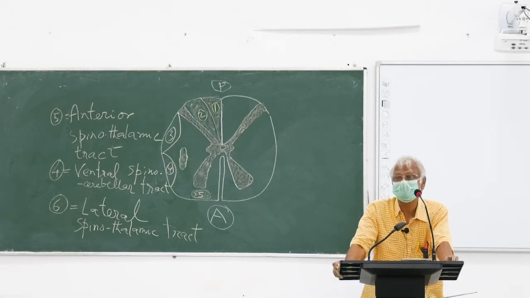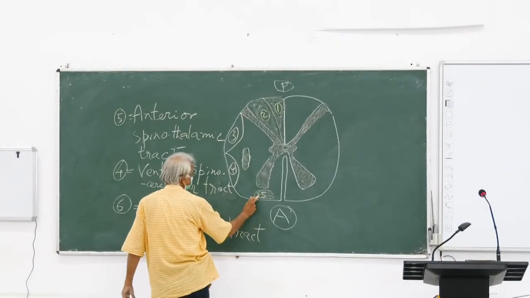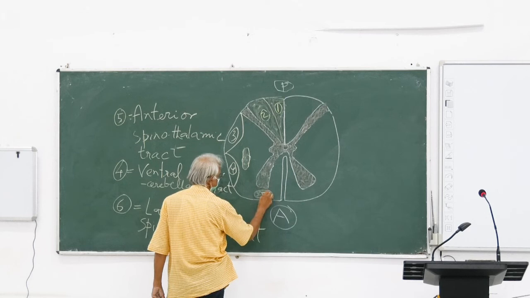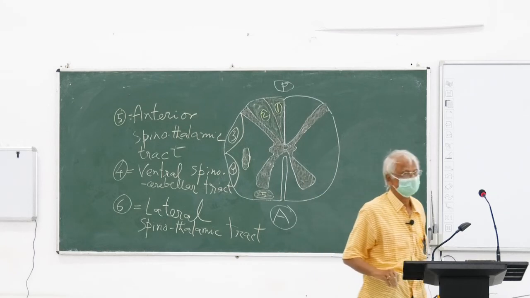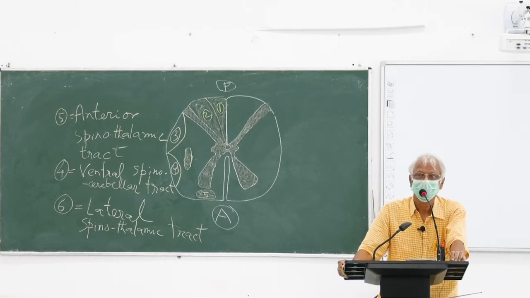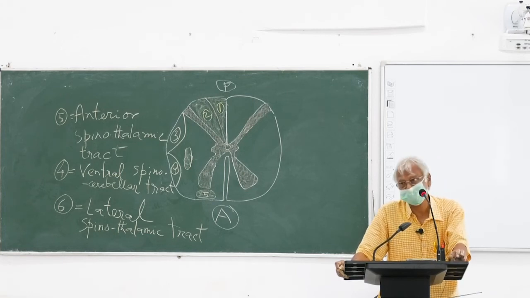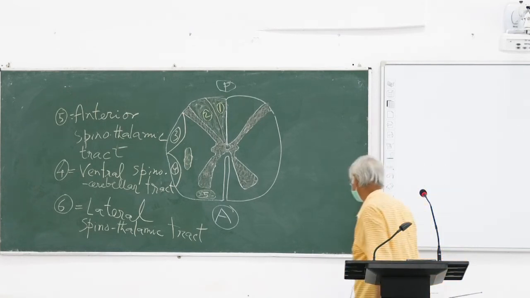What about the anterior spinothalamic tract? Number 5, anterior spinothalamic tract. This carries in between very crude and very delicate, that is usually crude touch. Okay. So, if it is fine touch, if it is pressure, if it is vibration sensation, and there is another sensation, this is called stereognosis.